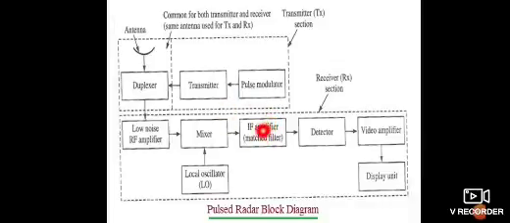The IF amplifier output is given to the detector. What is the use of the detector? It demodulates. The signals which have been amplified can be converted into signals which can be seen with our detector. So the signals are detected and demodulated in this stage, and that is given to the video amplifier.